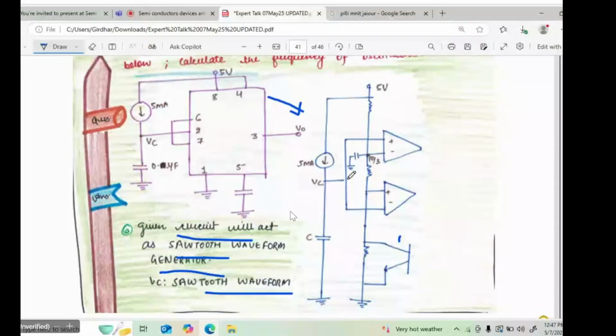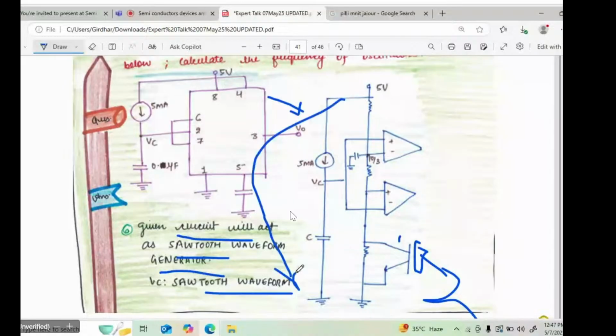Now you can understand the operation. This is the transistor Q2 here. When this transistor is off, the capacitor will charge through the constant current source. How much will it charge? It will charge up to 2VCC/3, as we have already described. What is VCC given? VCC is 5. So 2 multiplied by 5 divided by 3, it will charge up to 10/3 volts.